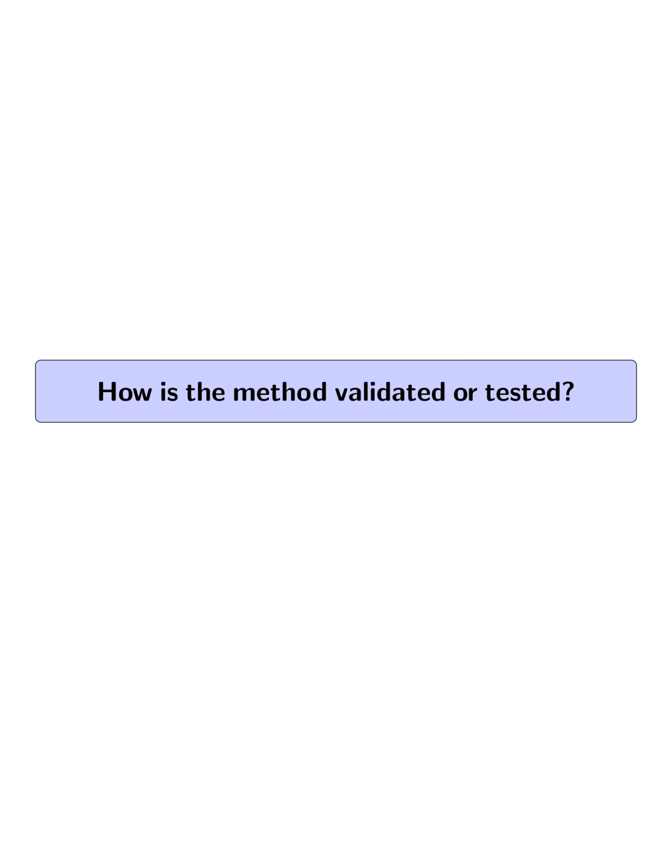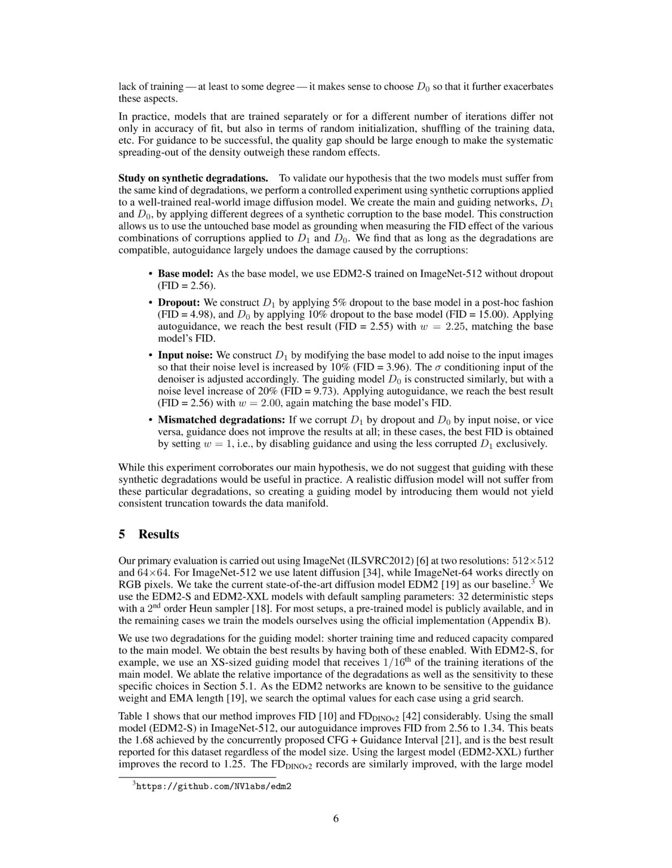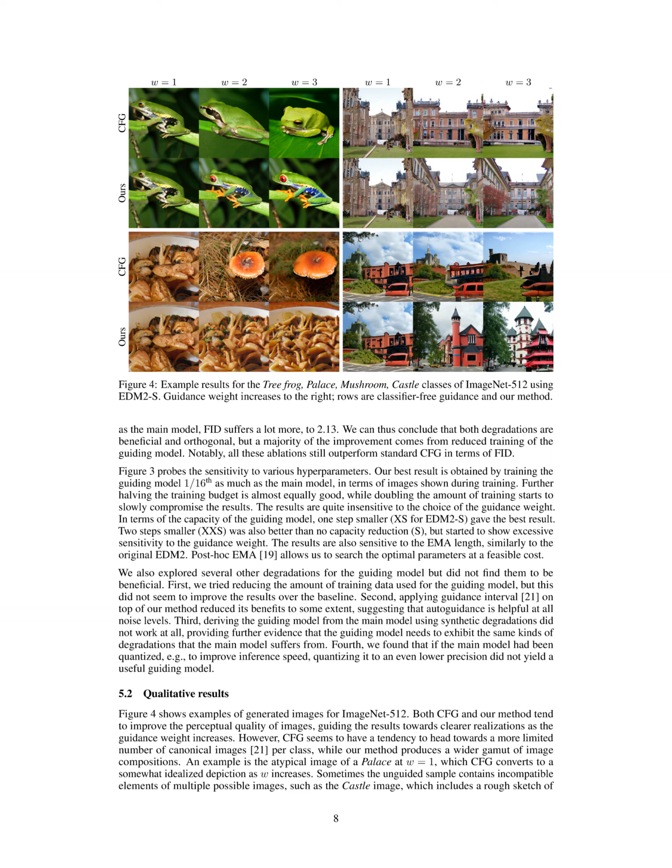How is the method validated or tested? The method is validated or tested by conducting a controlled experiment using synthetic corruptions applied to a well-trained real-world image diffusion model. The experiment involves creating a main model and a guiding model by applying different degrees of synthetic corruptions to the base model. The guiding model is constructed to have certain degradations, such as reduced capacity and/or shorter training time compared to the main model.